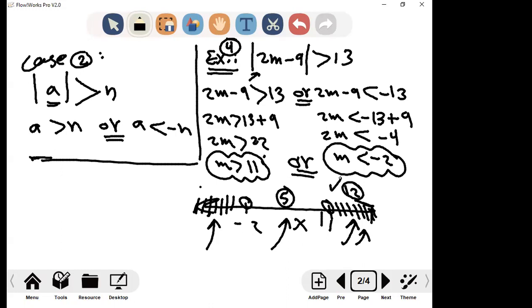Choose any value here, negative 3, for example. 2 multiplied by negative 3, negative 6, negative 6, negative 9, negative 15. Absolute value of negative 15, positive 15. Is it more than 13? Yes. Done? Similar idea? So this is case 1 and case 2, memorize them in your mind, please. Right. So m more than 11 or m less than negative 2.